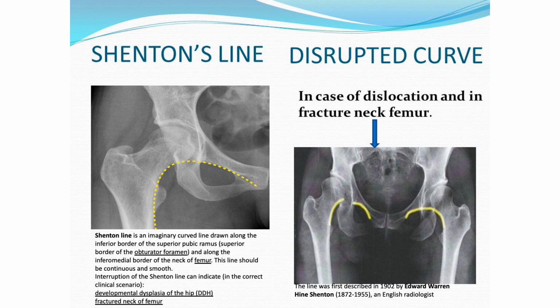And note that Shenton line was first described in 1902 by Dr. Edward Shenton. He is an English radiologist. So a lot of radiologists like to call certain signs with their names.